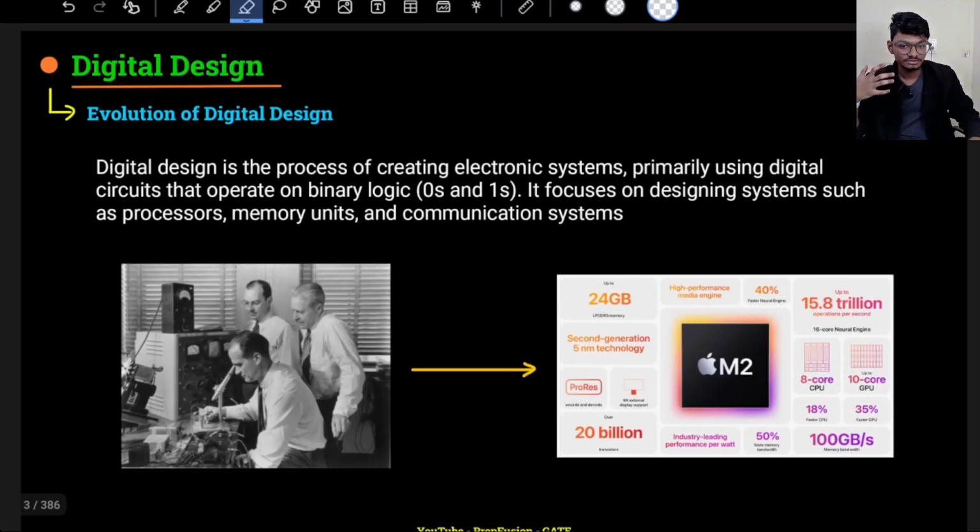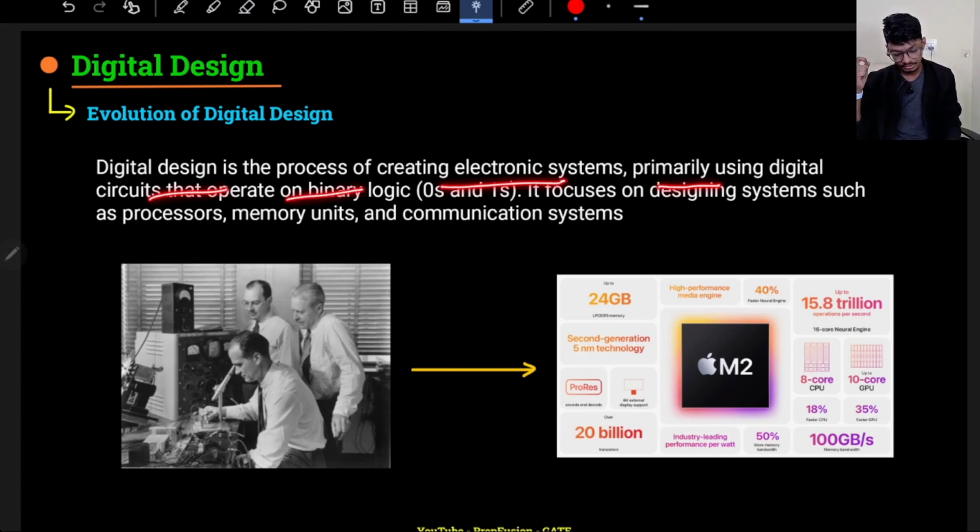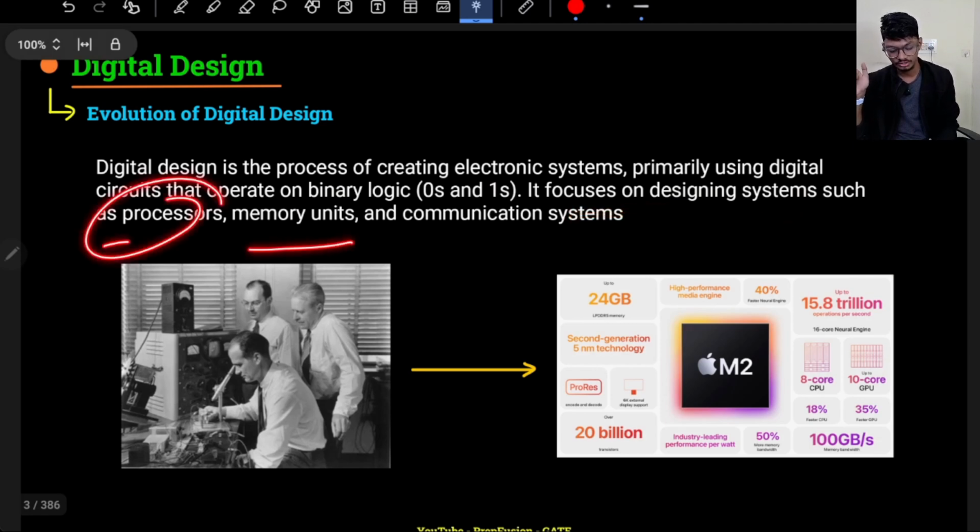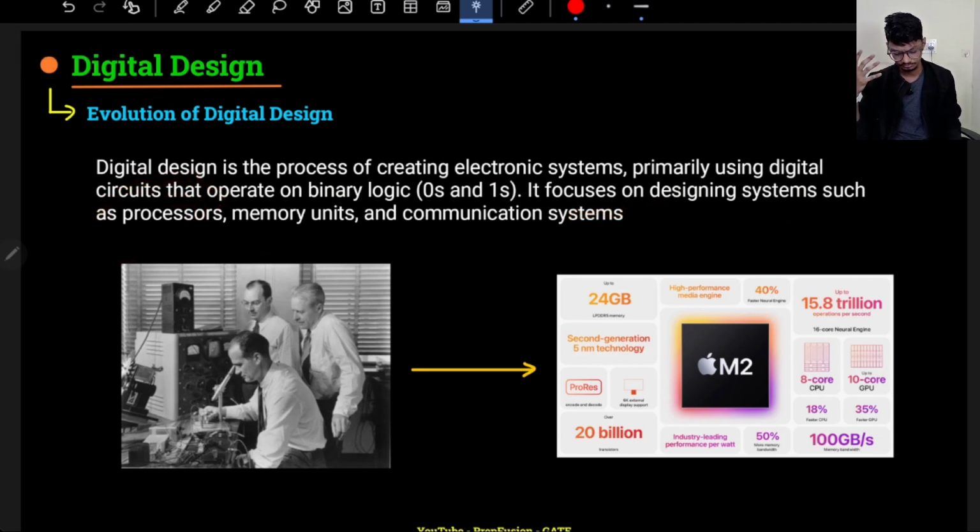So let's first discuss the evolution of digital design. Digital design is the process of creating electronics primarily using digital circuits. What are digital circuits? Circuits which operate on 0 and 1, just like your computer, your mobile, any electronic component works on zeros and ones. It focuses on designing systems such as processors, memory units, and communication systems.